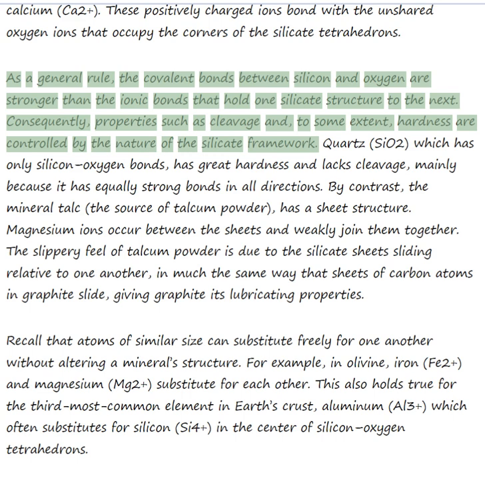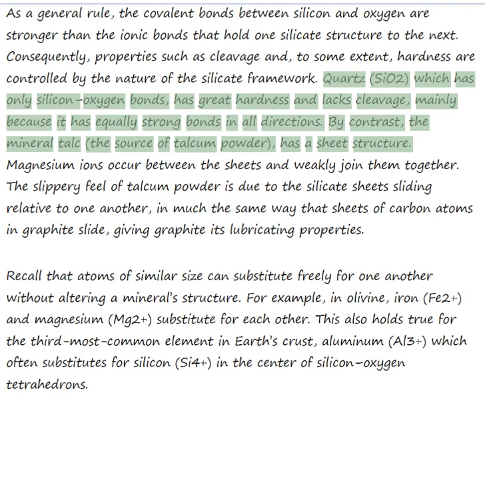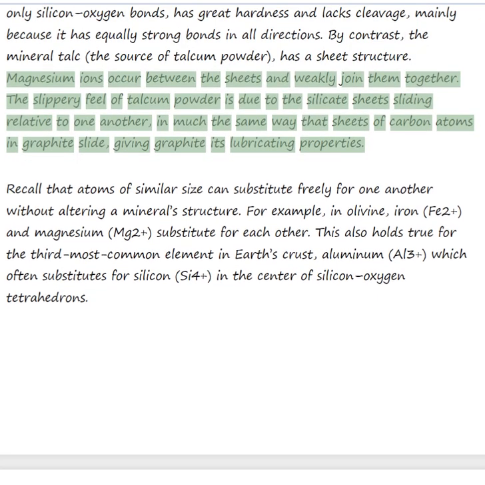Consequently, properties such as cleavage and, to some extent, hardness are controlled by the nature of the silicate framework. Quartz, which has only silicon-oxygen bonds, has great hardness and lacks cleavage, mainly because it has equally strong bonds in all directions. By contrast, the mineral talc has a sheet structure. Magnesium ions occur between the sheets and weakly join them together. The slippery feel of talcum powder is due to the silicate sheets sliding relative to one another, in much the same way that sheets of carbon atoms in graphite slide, giving graphite its lubricating properties.